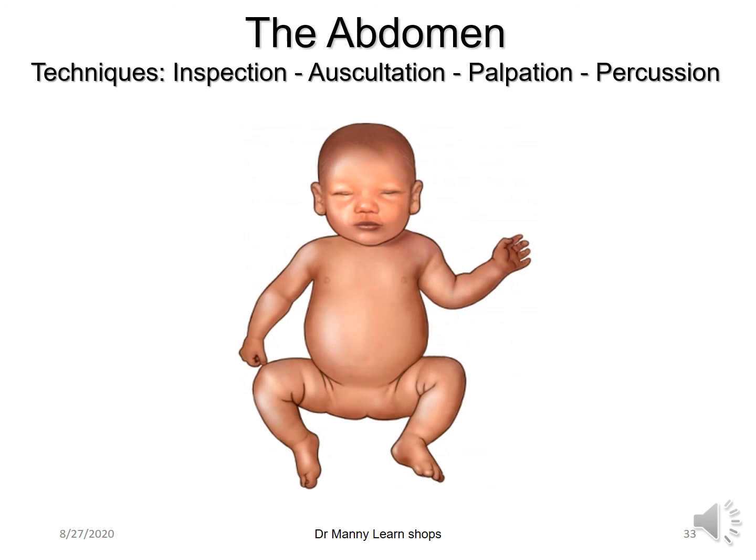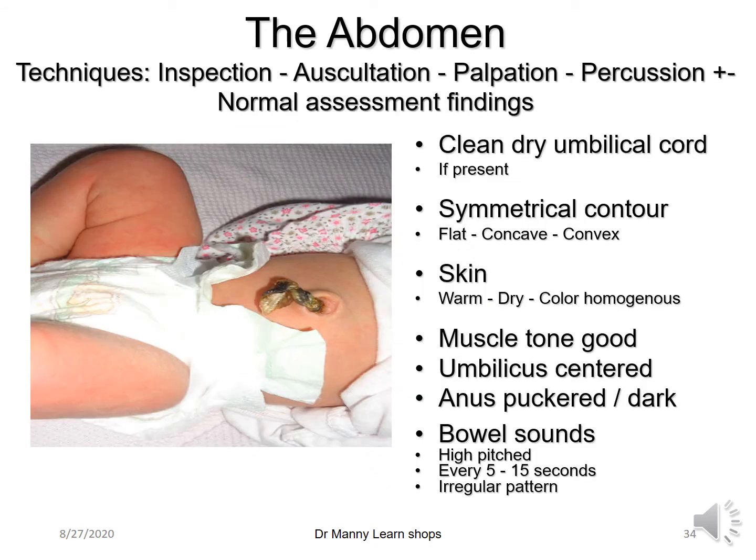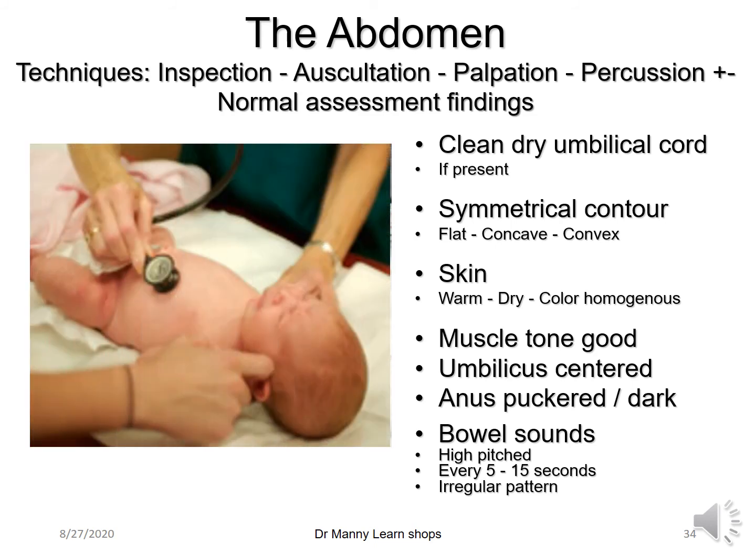When we look at the abdomen, as we move down in our systematic approach, the techniques that we'll be employing are inspection, auscultation, palpation, plus or minus percussion, depending on what we find. So the normal assessment findings, in a newborn or slightly older than newborn, would be a clean, dry umbilical cord, if it's relevant. Symmetrical contour of the abdomen, which could be flat, concave or convex. The skin is typically warm and dry. The colour is homogeneous, it's the same. Their muscle tone on palpation is good.